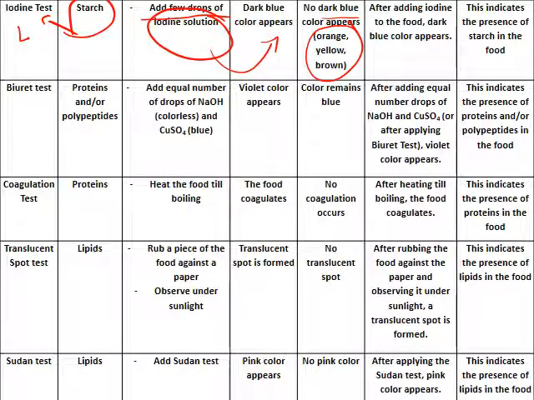After adding iodine to the food, dark blue color appears. What does this indicate? This indicates the presence of starch in the food.